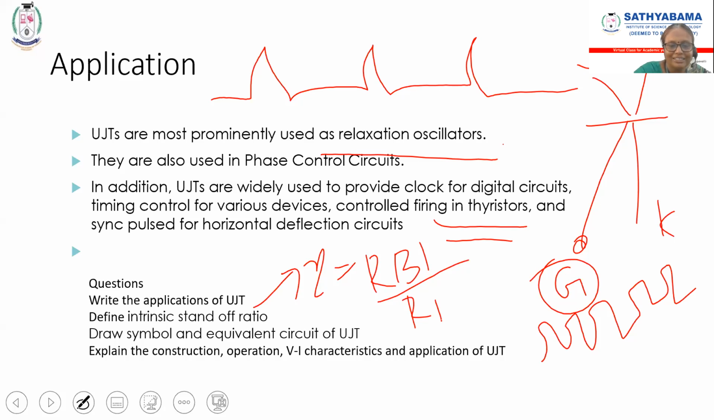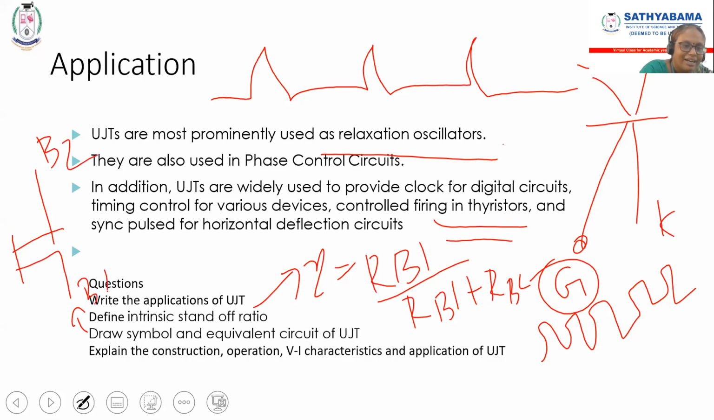Okay, and draw the circuit and the equivalent circuit symbol. I think you have all drawn the symbol, where base 2, base 1, and the emitter will be there. For the emitter, the arrow mark will be inwards, since it is n-type. Is that clear? Explain the next. All these questions will be common: explain the construction, operation, and VI characteristics.